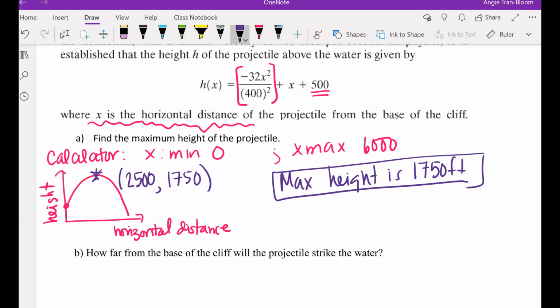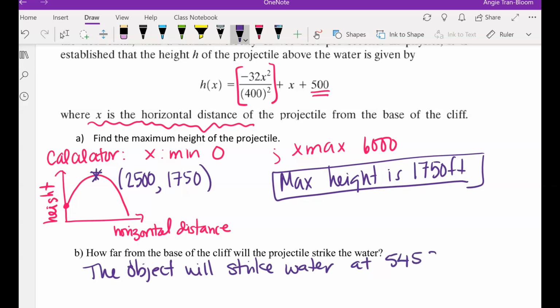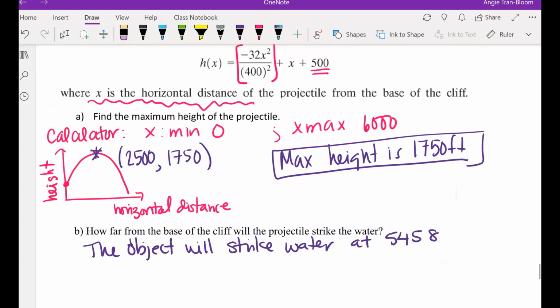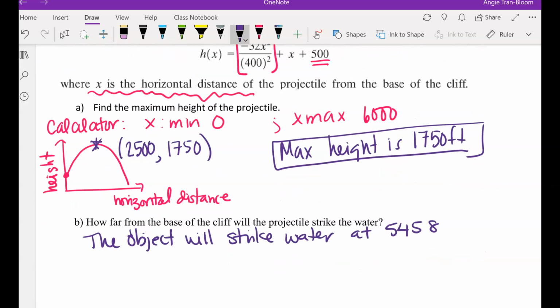One minute. All right, give me this answer very quickly. How far out? The object will strike water at 5,458 feet. Since I didn't finish the notes, we'll do that homework due Thursday.